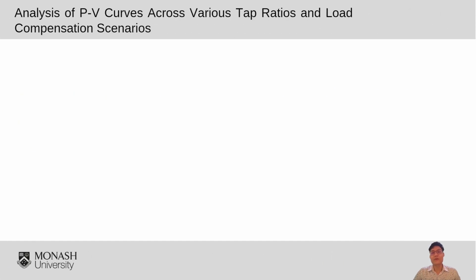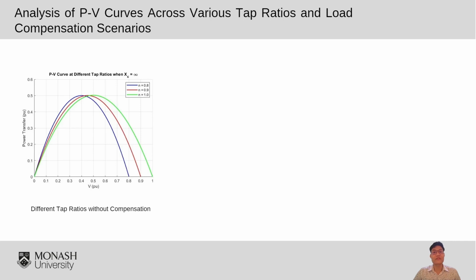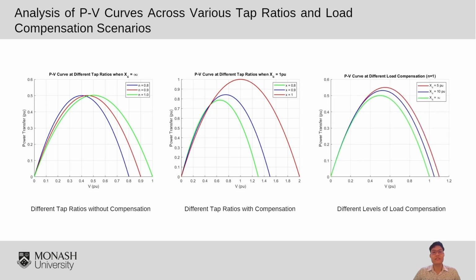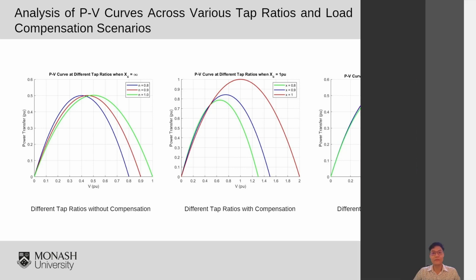Now let us look at the PV curve analysis. The first graph shows that without compensation, as the tap ratio decreases, both power transfer and voltage drop. The second graph, with compensation, shows improved power transfer. The third graph shows that higher load compensation further improves power transfer. Overall, these three results prove that adjusting OLTC settings and load compensation boosts power transfer and reliability.